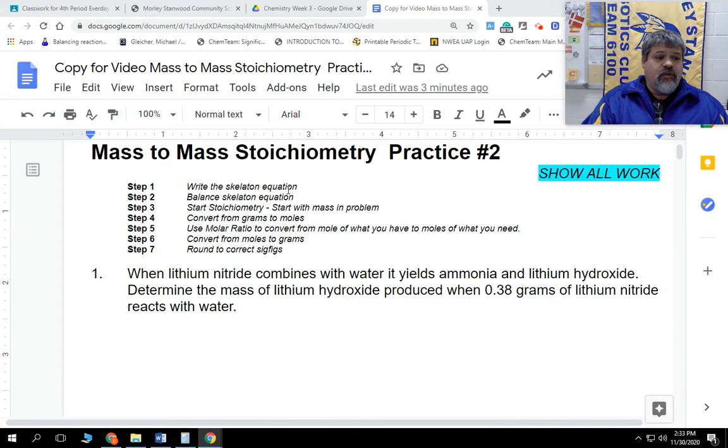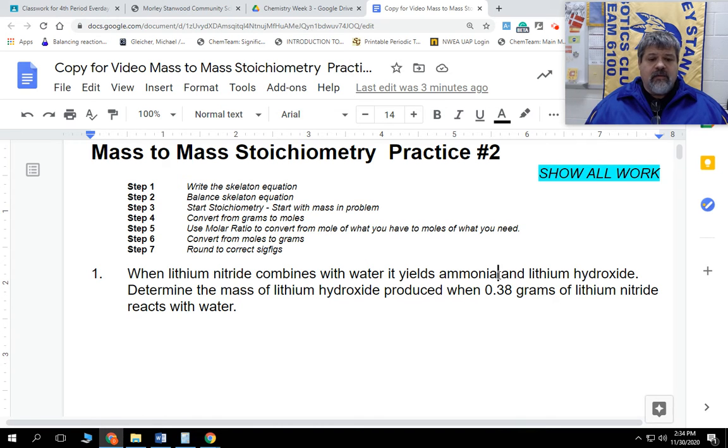Stoichiometry practice number 2, problem number 1. So here we go with that. Again, we have our steps that we're going to take right here, and we have our problem for number 1. When lithium nitride combines with water, it yields ammonia and lithium hydroxide.